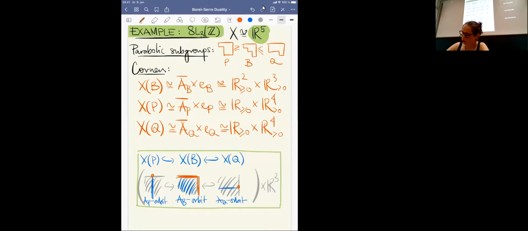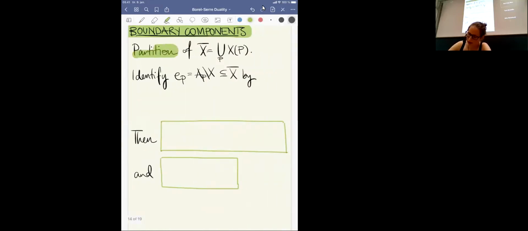Okay, so this is a nice way to define this space as gluing all these things together, because we get topology, we get the structure of the manifold with corners from the very beginning. But for analyzing this, and especially for identifying the boundary, maybe this is not so useful. So what we want to do is identify a nice partition of the partial Borel-Serre compactification. To do this, we're going to identify EP as a subspace of X bar, and I'm going to call this a boundary component associated to P.